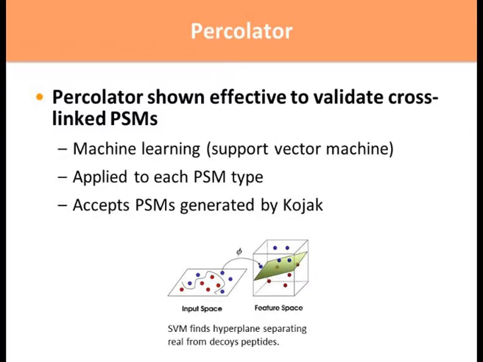The validation is done using an algorithm that's not included in the TPP, but we've included it in this course as part of the tutorial, so you'll get to use it. It's called Percolator. It's a support vector machine whose design is actually amenable right out of the box to taking cross-linked PSM results, which is why we use it. It's applied to each PSM type.